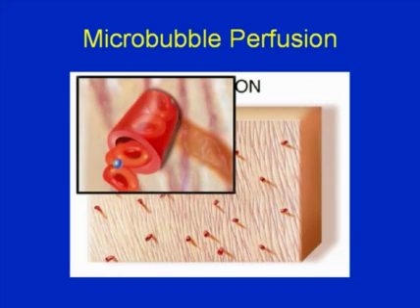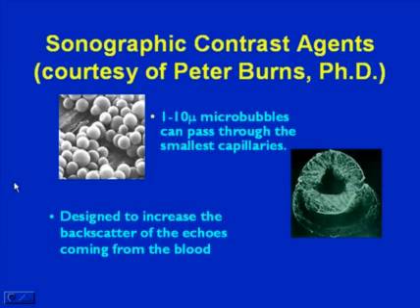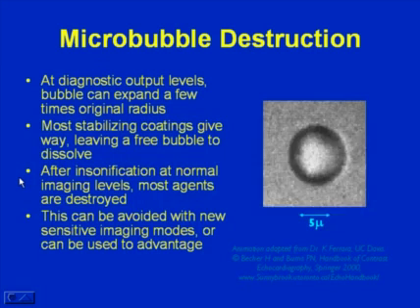So we were interested in developing this technology, and basically we did many years of mice work with implanted tumors. Of course, the microbubbles, as you can see here, are very small particles. They can pass through even the smallest of capillaries. And this is a picture of a microbubble.